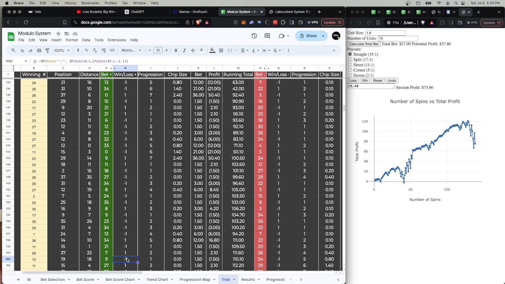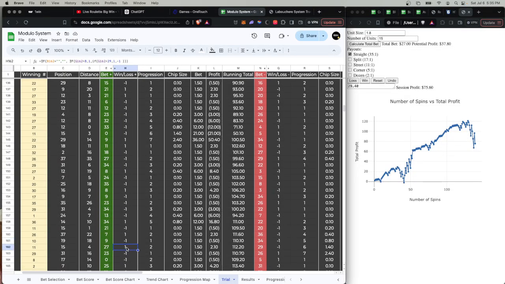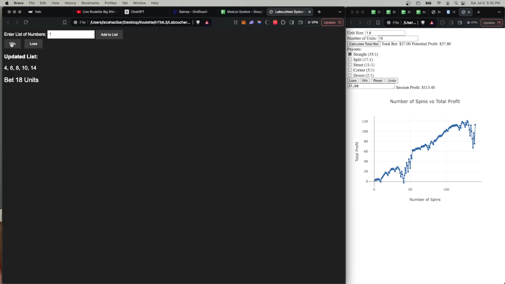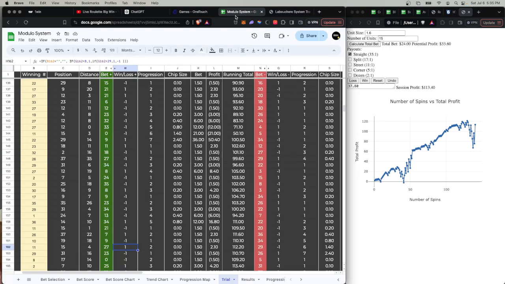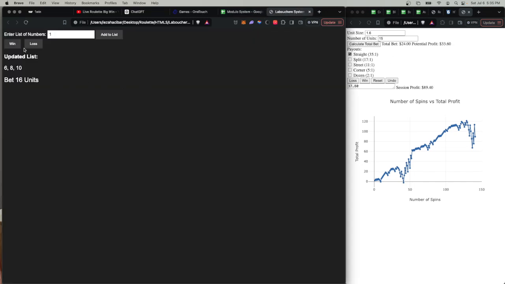Win and we lose because we were here, right? So lost there, came here, lost, got a win, and then we lost again. So now we're here, we get a win. So that's a win. That brings us to 16 units. And we get a loss. And then another loss. So this goes up to 22.